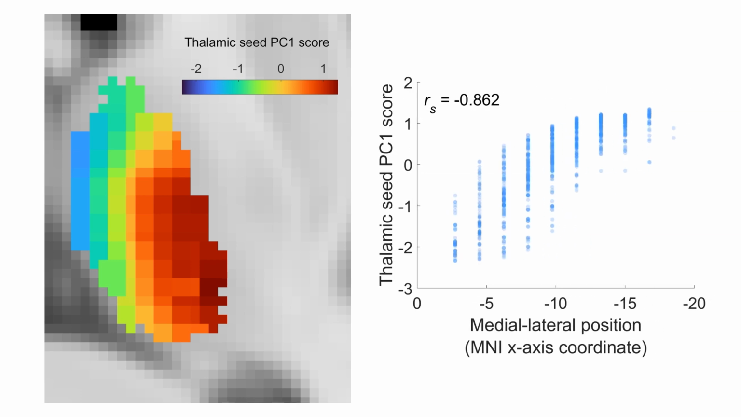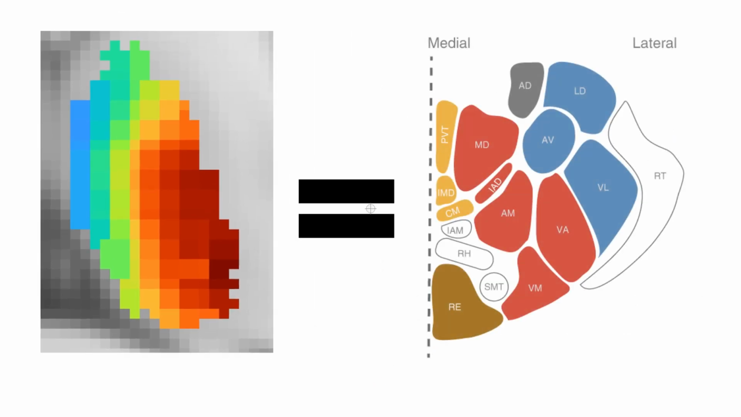We can further confirm this by correlating each seed's PC1 score with its medial-lateral position, and again, this shows that this component varies medial-laterally. So we have this medial-lateral thalamic gradient. However, we do not know if it corresponds to the same one that was observed in the mouse.